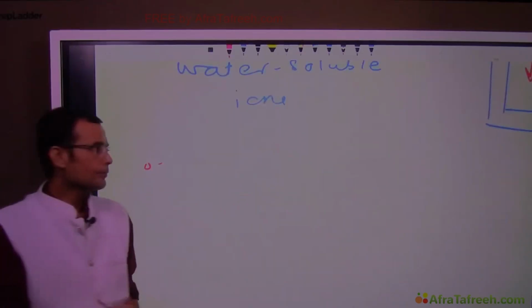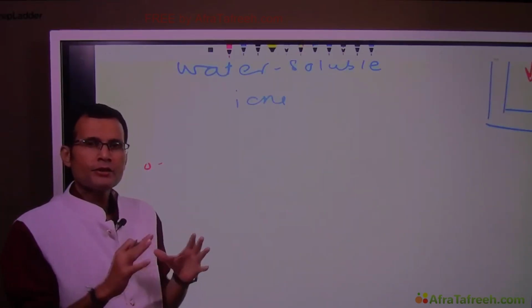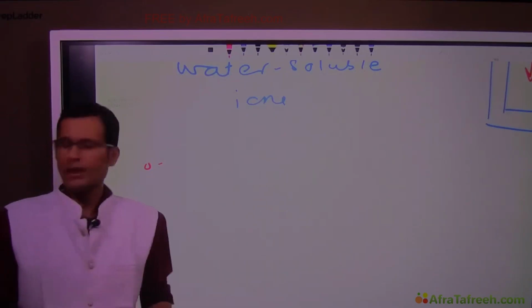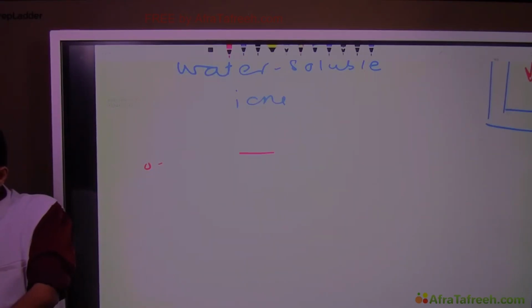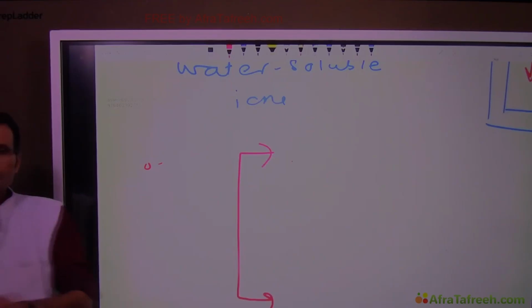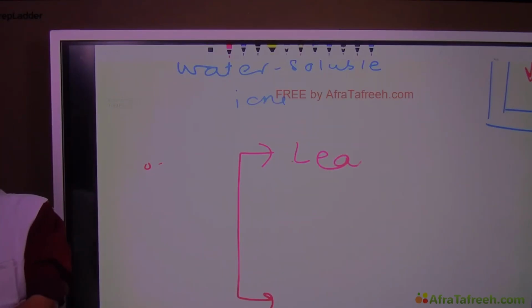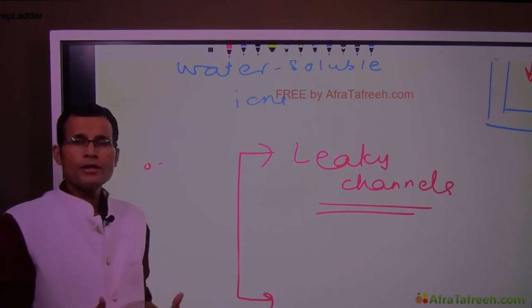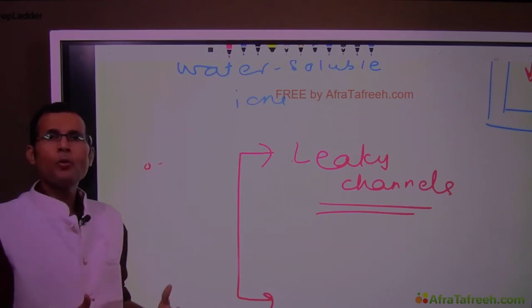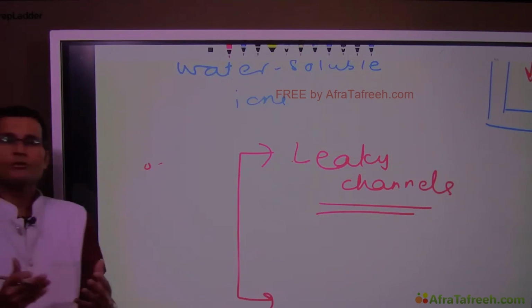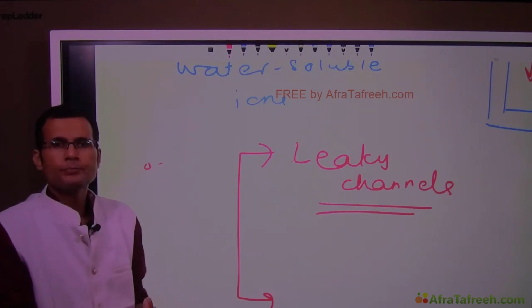Second point, what are the various types of channels? Let's see the types of channels. Well, at a very basic level, there are two types of channels. One, leaky channels. You know, leaky channels are somewhat similar to pores. They will allow a continuous leakage of that particular substance.